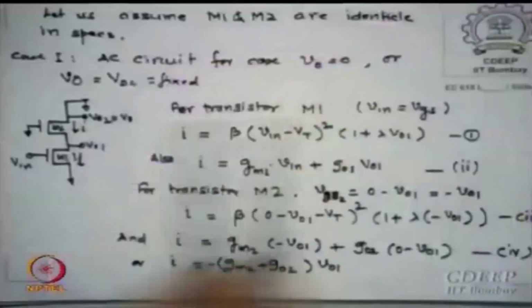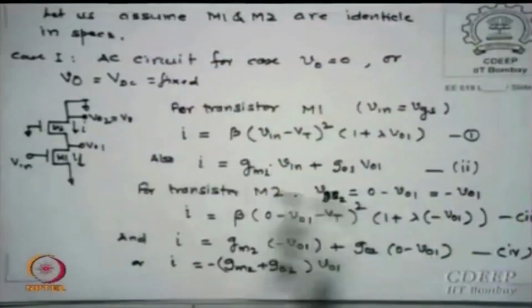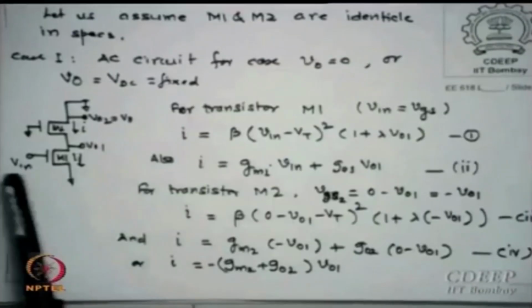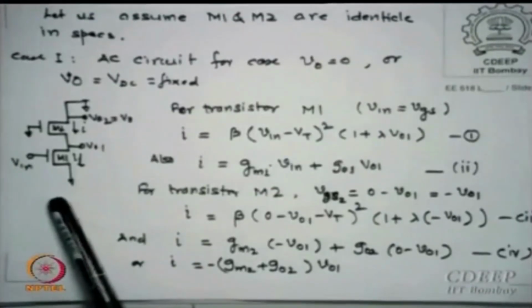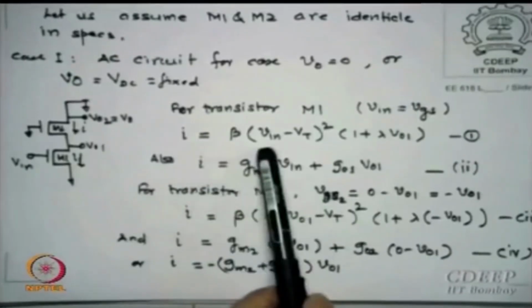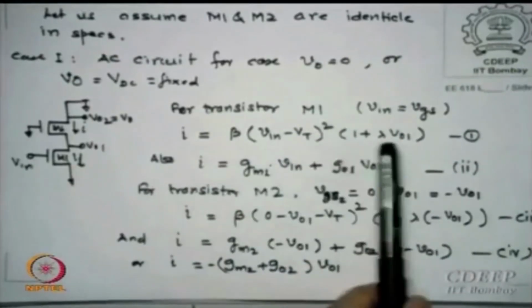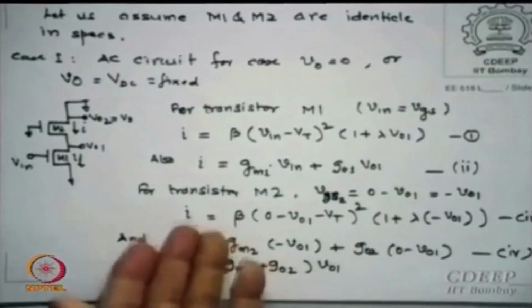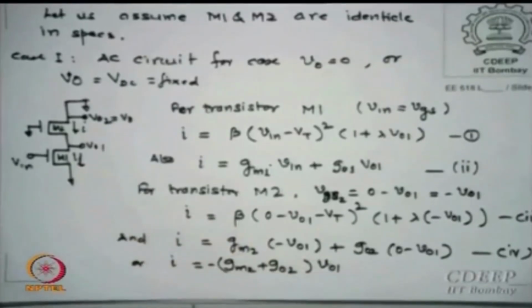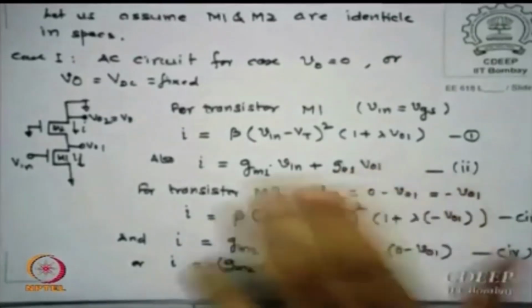Okay, for the transistor M1, this is the lower one, the current flowing in this transistor, VGS is nothing but V in. VGS for this M1 is V in. So beta times (V in minus Vt) squared into (1 plus lambda VO1) is the current flowing in M1. Is it clear to you? Beta times (VGS minus Vt) squared into (1 plus lambda VDS).